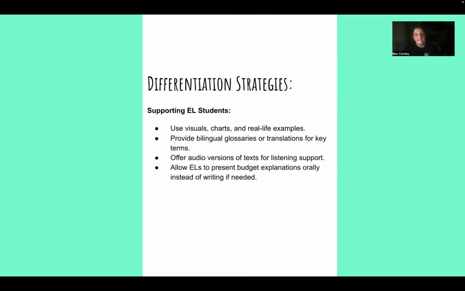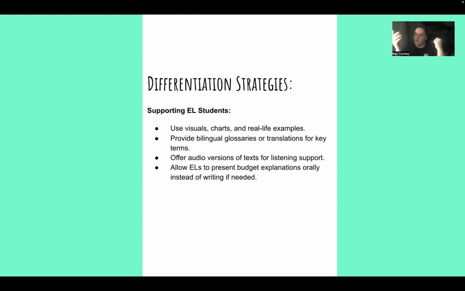Some strategies for differentiation would be for supporting the EL students using visuals and charts and real-life examples. It's a lot easier to connect with the EL students usually using visual aids. In my classroom personally, we don't always have the ability to translate. So I benefit a lot from images, visuals, charts like it says, and real-life examples.